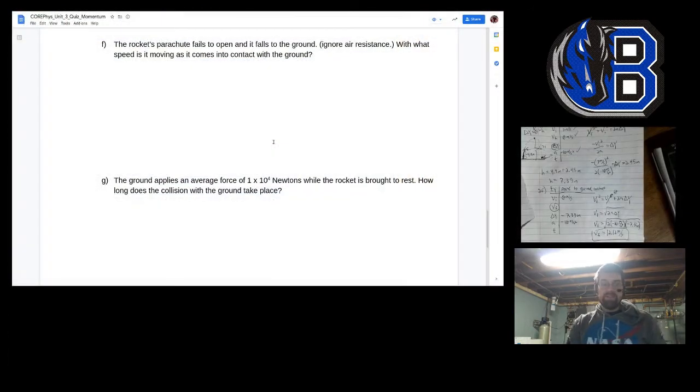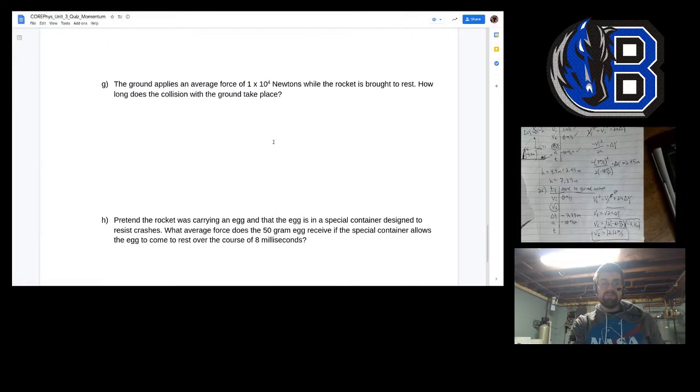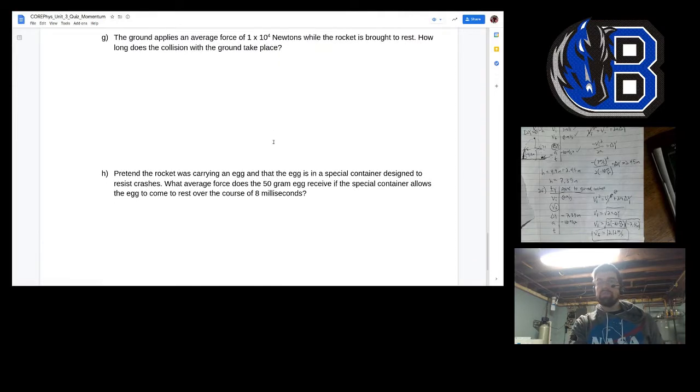When we enter this collision problem, the ground applies an average force of 1 times 10 to the 4th newtons while the rocket is brought to rest. How long does the collision with the ground take place? If you didn't know to use momentum here, it tells you right there, telling us it's a collision. I have a force. I'm looking for a time frame.